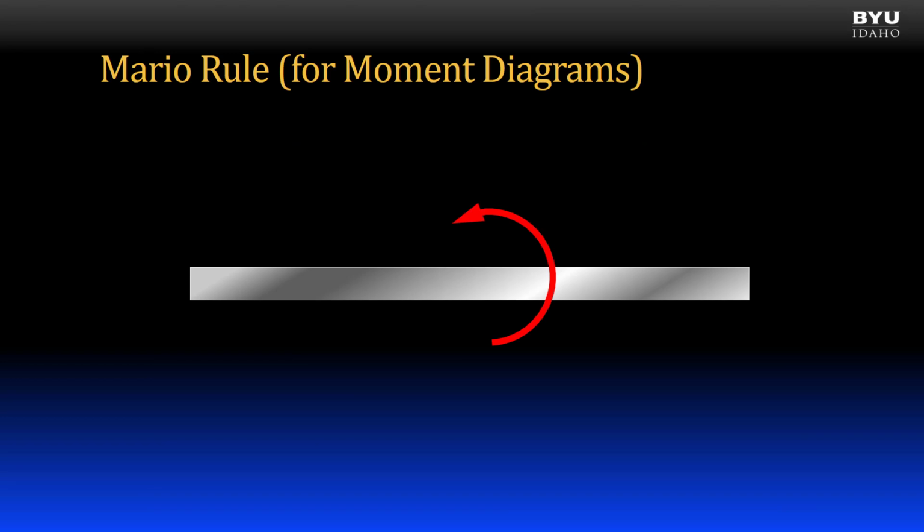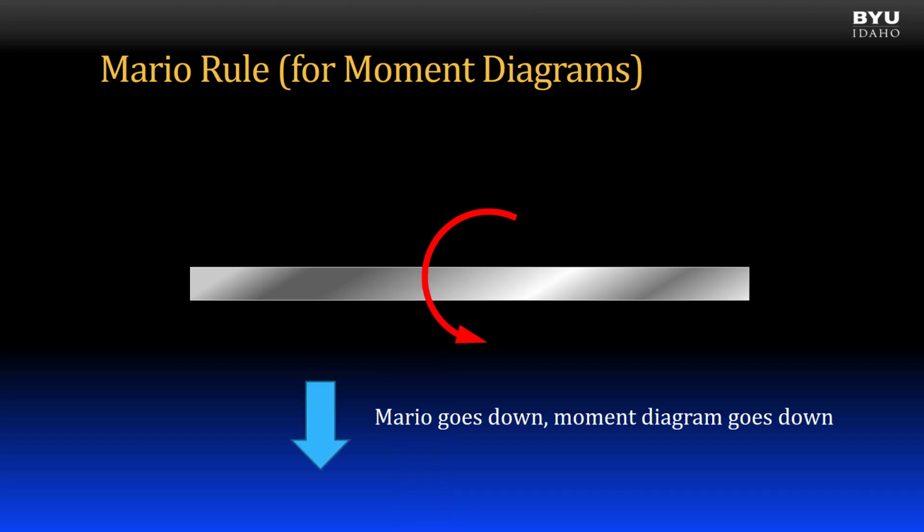There is perhaps an easier way to remember this rule, and I call it the Mario rule. Suppose you have a counterclockwise concentrated moment acting on a beam. Suppose Mario is running along this beam. When Mario gets to the concentrated moment, it knocks him straight down. If Mario goes down, then the moment diagram goes down.